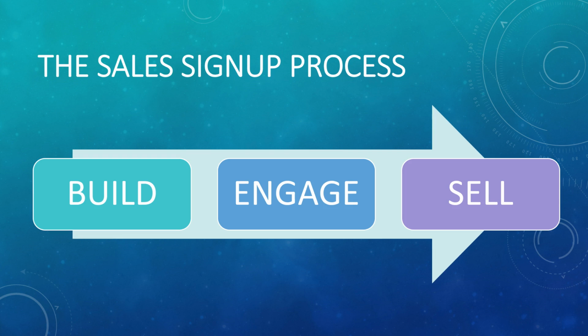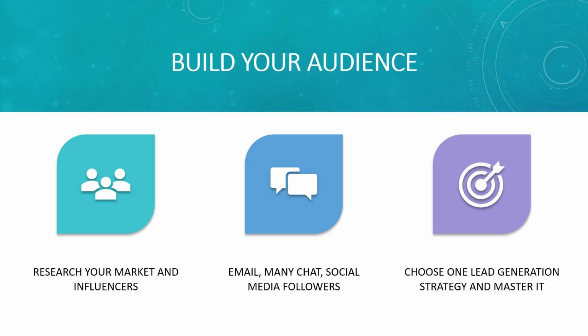So when you look at this diagram here, what you do first is you need to build an audience, then you need to engage that audience before you can sell to your audience. So when you have a highly engaged audience, the sell becomes much easier. So let's go through each of these in more detail.